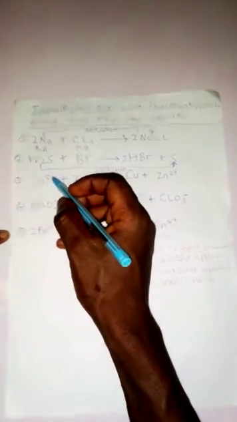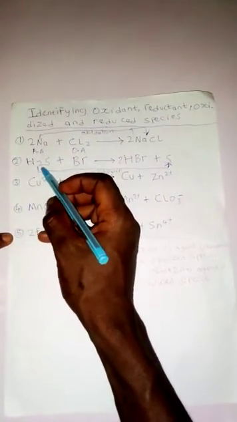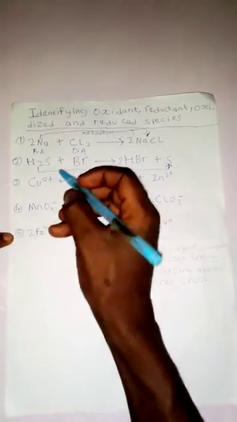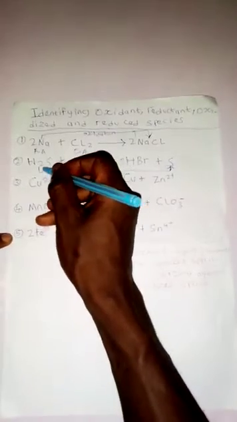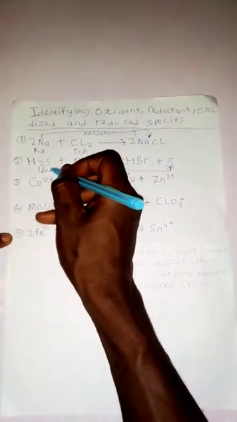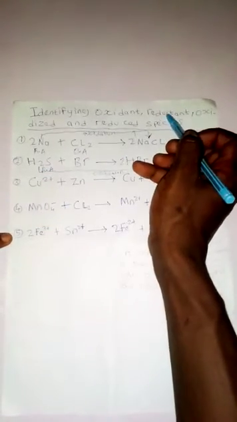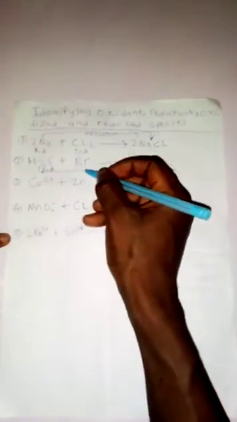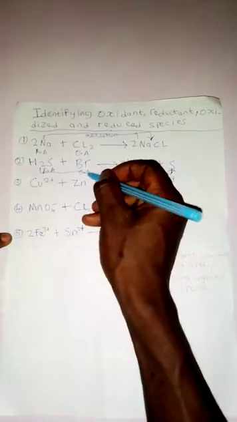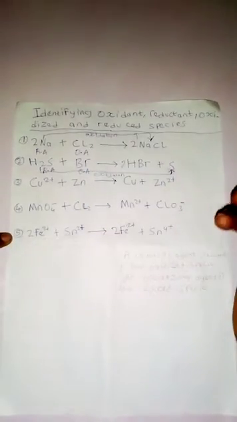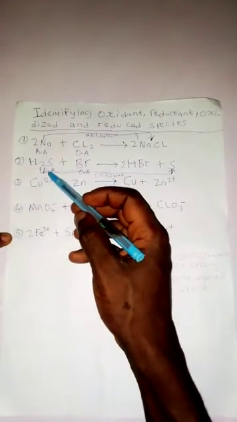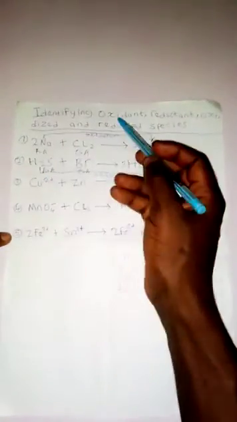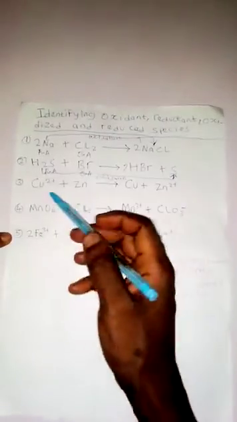Because this is an oxidation, and I told you earlier that any substance in which oxidation takes place is our reducing agent, hydrogen sulfide will be our reducing agent or reductant here. Bromine, of course, will be our oxidizing agent. The same way as I said earlier, the reducing agent is the oxidized species. So this is our oxidized species, while this will be our reduced species. So that's gone.